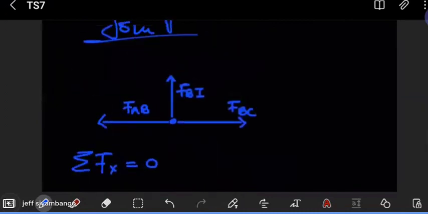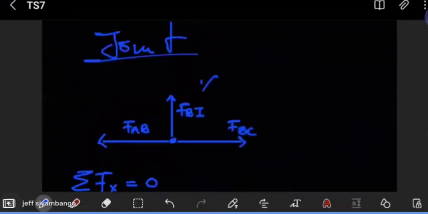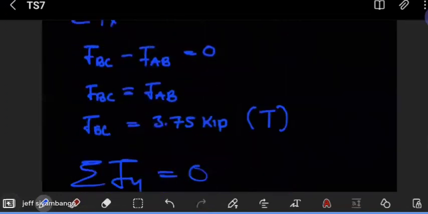Now, when we go to the sum of forces in the Y, for this one it's actually very straightforward because we observe that only one force is in the Y-axis, which is FBI. So we only have one force, FBI. On its own, it has to be equal to 0. And for this one, there is no angle. So we just get that. Our prediction that it was a zero force member stands.